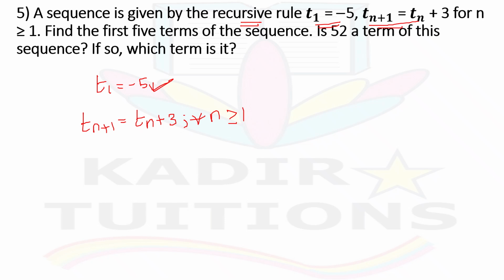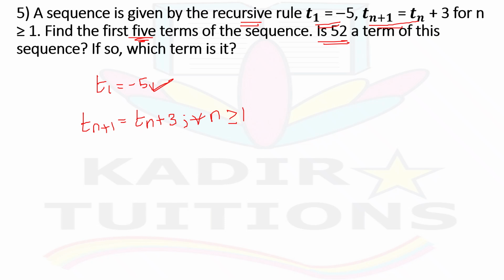So we'll see the question next. Find the first 5 terms, they are asking. Okay, so the first term is already there. We need to find still 4 more terms. And also, is 52 a term of the sequence? If so, which term is it? Okay, so first we'll find the first 5 terms.